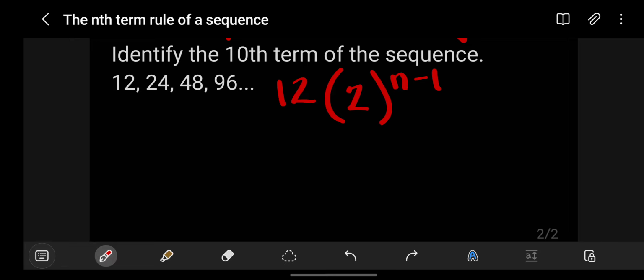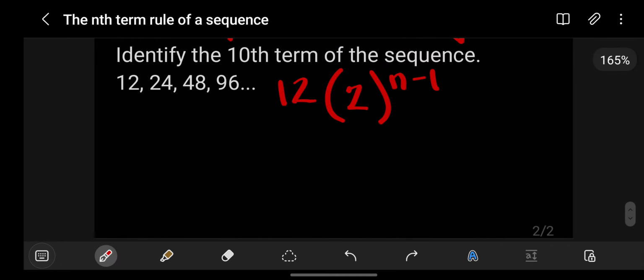Find the pattern, which is 12. And then after finding the pattern, 12, you have to identify, find the first term, which is 12, and then identify the pattern. That's the second step. The third step is already different. This time, the third step is you have to raise or make the n minus 1 as an exponent of the pattern. Now, let's answer this one.